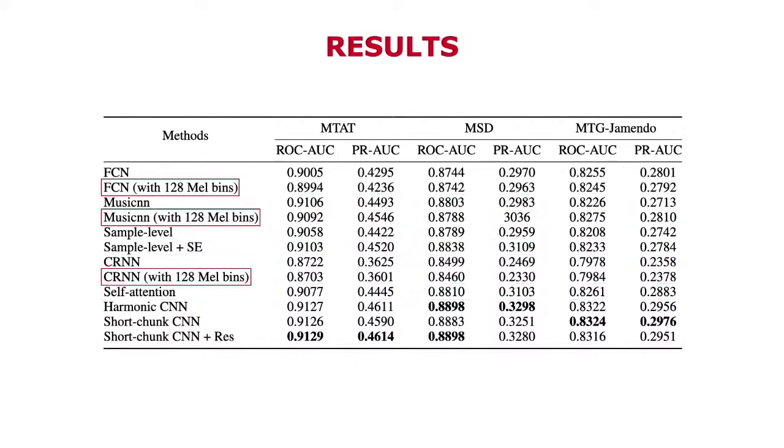Since fully convolutional network, Musicnn, and CRNN used 96 mel bins in their original implementation, we also tested them with 128 mel bins like other models for a fair comparison. However, we could not find any significant differences. Note that these models were optimized with 96 mel bins by the original authors, so this is not the best of 128 mel bins.